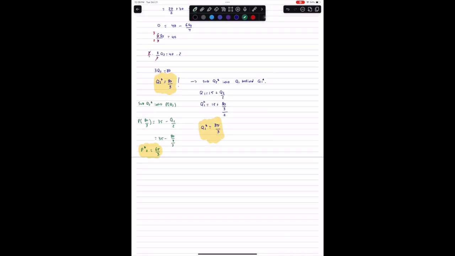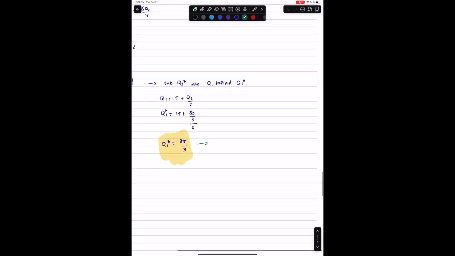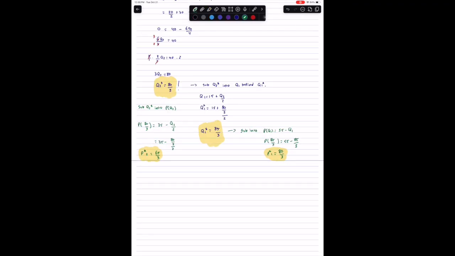We just did the calculation in our calculators, and we're going to do the same thing here. We're going to sub into P of Q1 is equal to 55 minus Q1. So P of 85 over 3 is equal to 55 minus 85 over 3. And P star 1 is going to be equal to 80 over 3. Perfect. That's most of the question done. We found our new Q star 2 and 1 and our new P star 2 and 1.